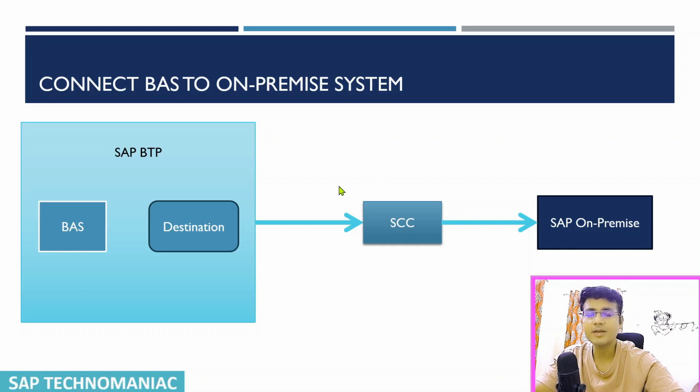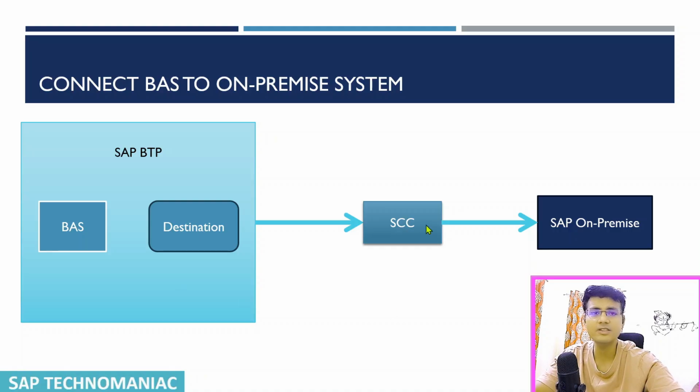To connect our SAP BTP trial account with our SAP on-premise system, we need two things. First, the SAP Cloud Connector, which should be installed either on your local machine or your company's virtual machine, where it will run 24/7. In my case, I will install the SAP Cloud Connector on my local machine. Then we have to create the destination in the SAP BTP trial account, and through the destination we can access the application which we have created on SAP on-premise in the Business Application Studio.